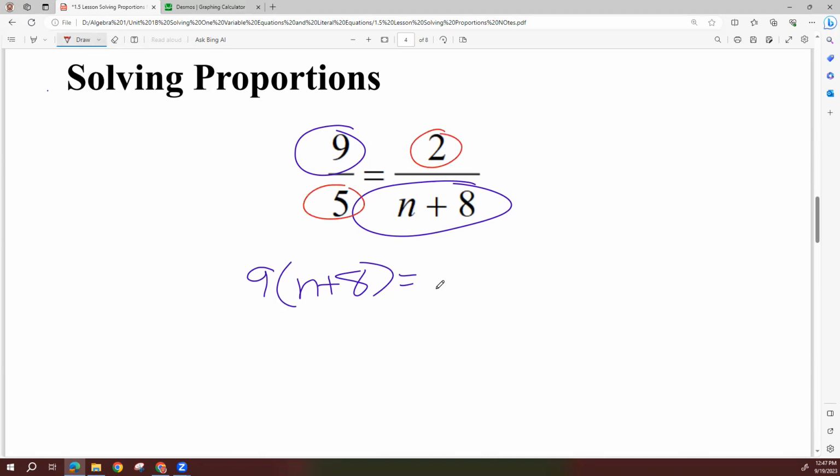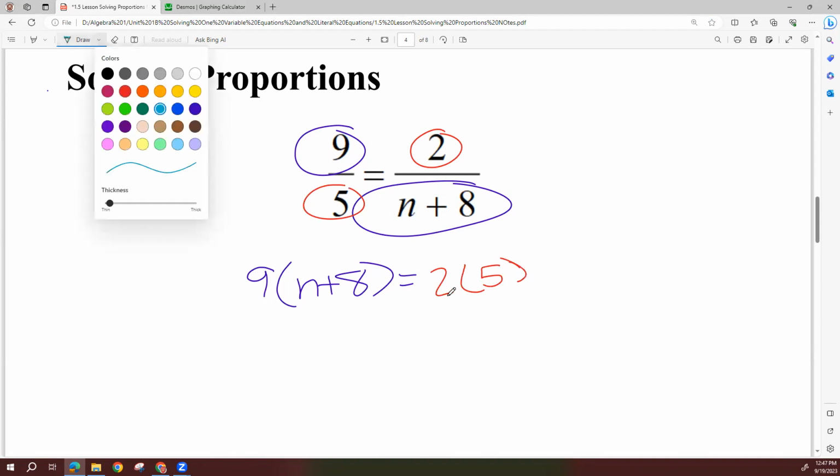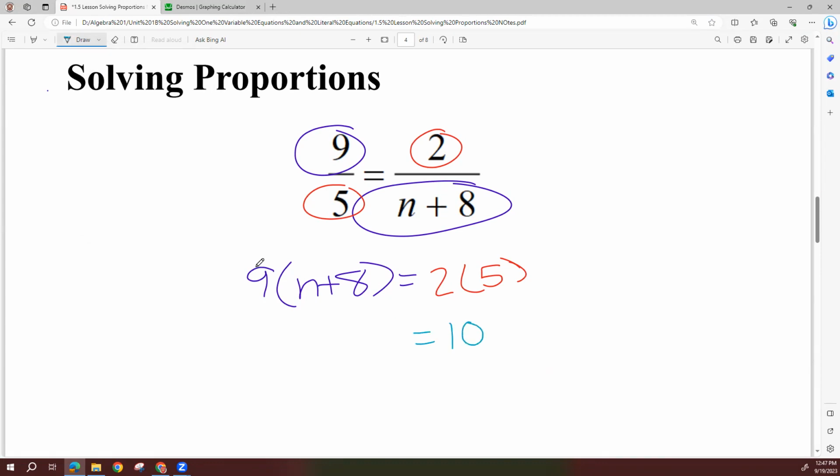2 times 5 on the other side. And just like I'm going to multiply 2 times 5 and get 10, I'm going to multiply 9 times n plus 8. That means we have to distribute like we did earlier this year. 9 times n is 9n. And 9 times 8 is 72. And now I can solve this equation.